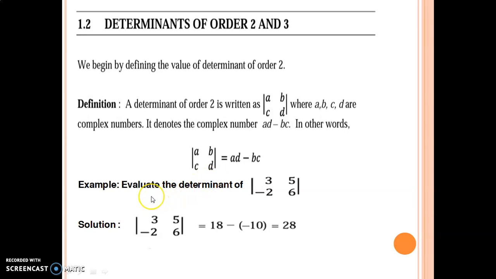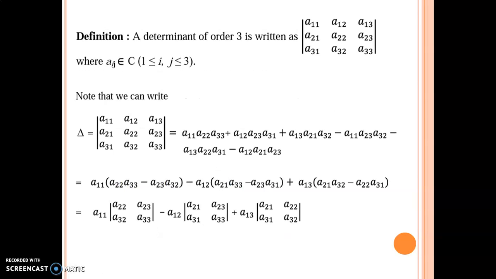Let's take an example. Evaluate the determinant of 3, 5, minus 2 and 6. Here the value of A is given as 3, B is 5, C is minus 2 and D is 6. So I'll multiply 3 with 6, that is 18. This is the product AD. Then we'll subtract the product of B and C from it, that is 5 into minus 2 is minus 10. So 18 plus 10 is equal to 28. This is the required value of this determinant.